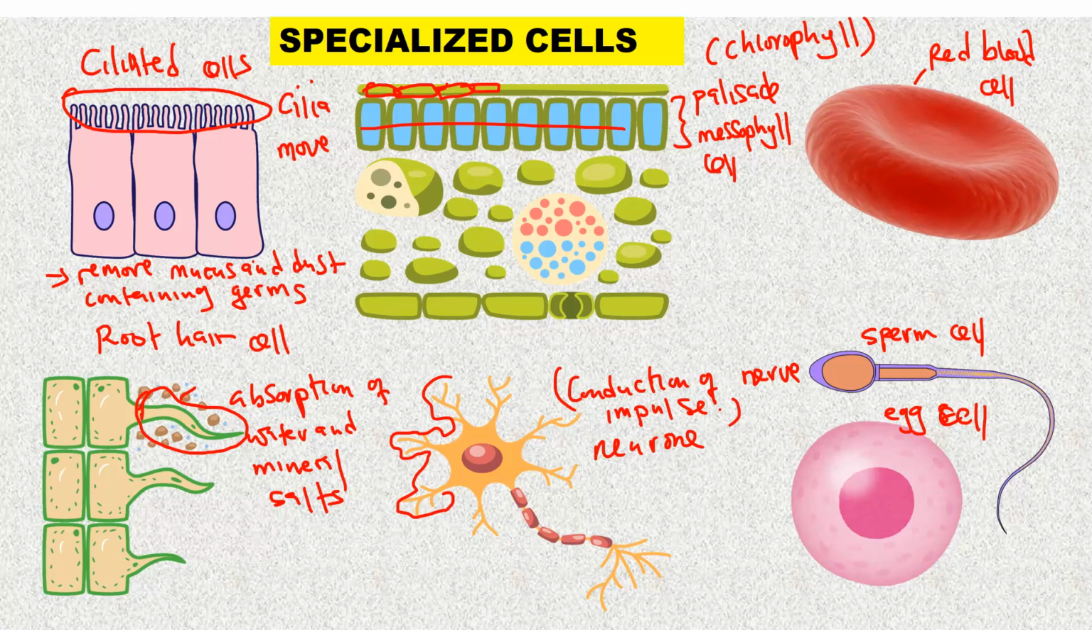The function is transportation of oxygen to all parts of the body. All right. Then of course, sperm cell and egg cell. These are just for reproduction. So make sure that you understand these specialized cells, 6 of them. These are very important. Make sure that you know them.